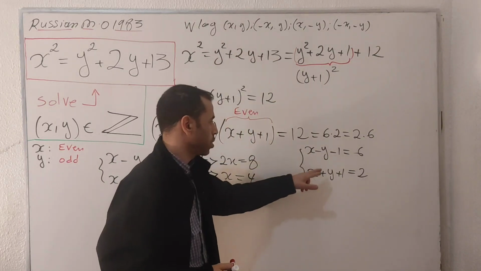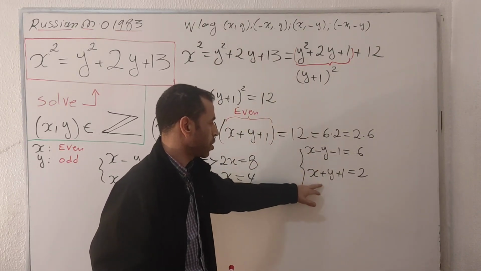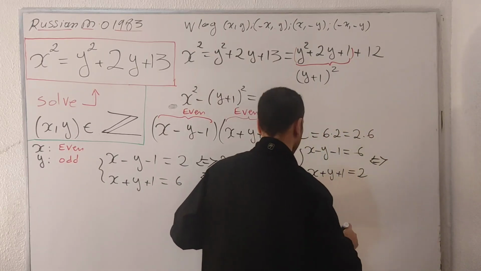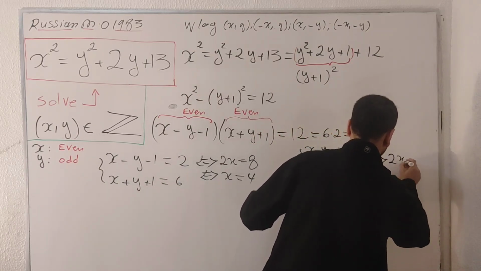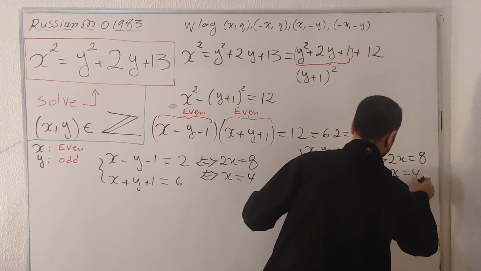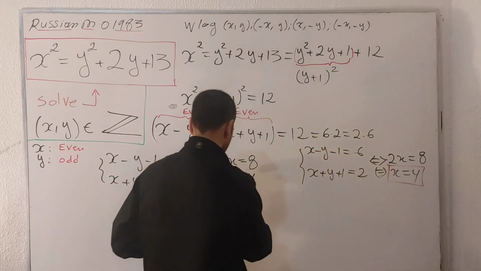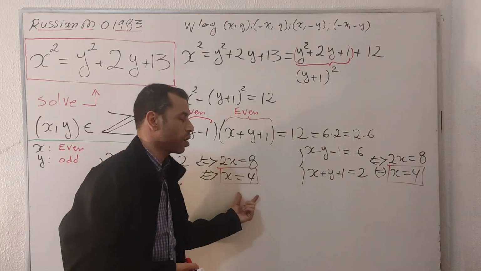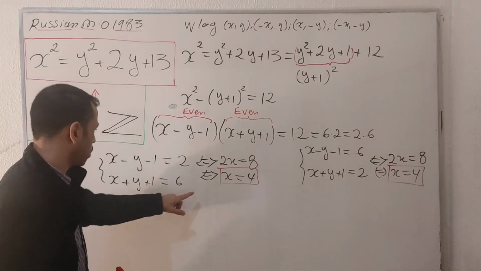So I'm going to do the same thing by adding the first one and the second one. I will end up with 2x equals 8. In other words, x equals 4. So I found x equals 4 and x equals 4, but both equations have a different y. Okay? So let's check this one.